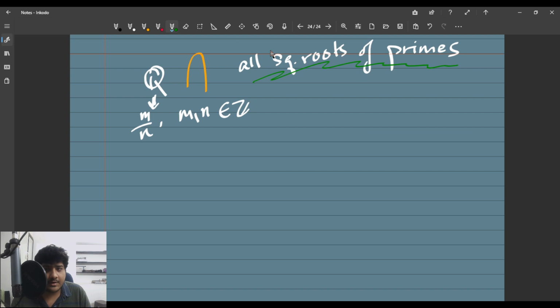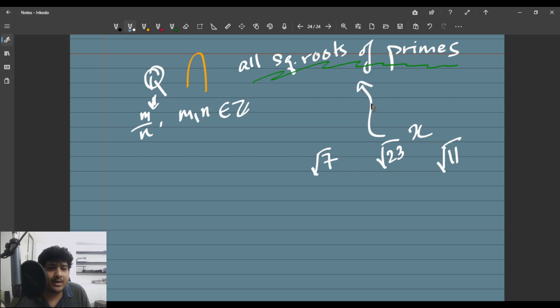Well, why not? Because if I give you some random number x, you can tell me whether it's a square root of prime or not. So if x is something like root 7 or root 23 or root 11, you will say that x belongs to this set. If not, then x does not belong to this set. So you can explicitly state whether x belongs to this set or not for any given x, right? So all square roots of primes is a well-defined set. It's a set.